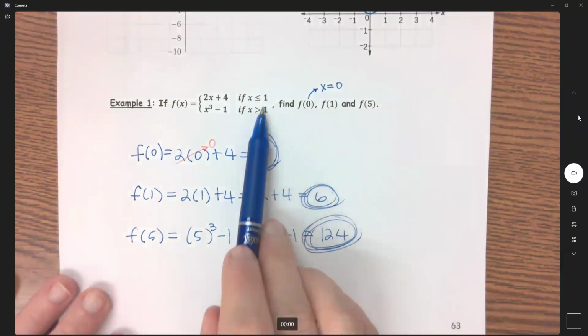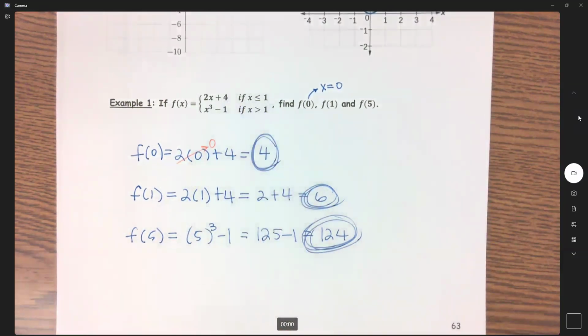Okay, so when you're evaluating, you want to look at its domain and pick the function that your domain is in.